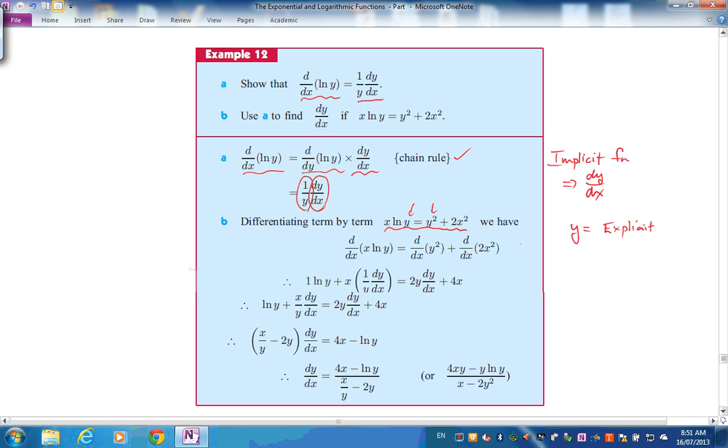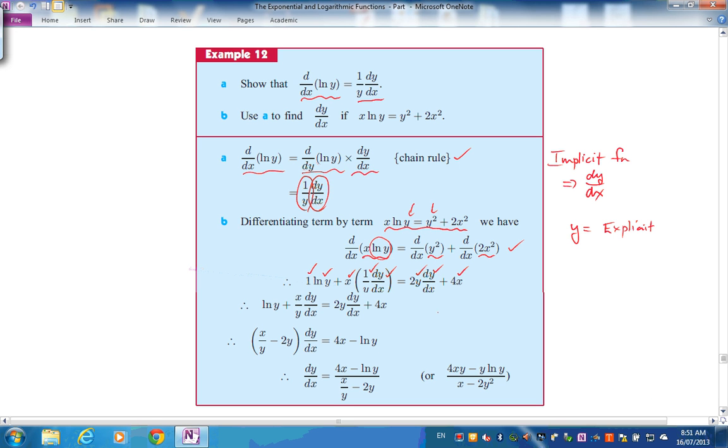So let's differentiate both sides. That's what they're saying here. The derivative of a product. Derivative of the first term by the second term unchanged, plus first term unchanged, or derivative of ln y is 1 on y dy by dx. Then derivative of y squared is 2y dy by dx. Derivative of x squared is 4x.